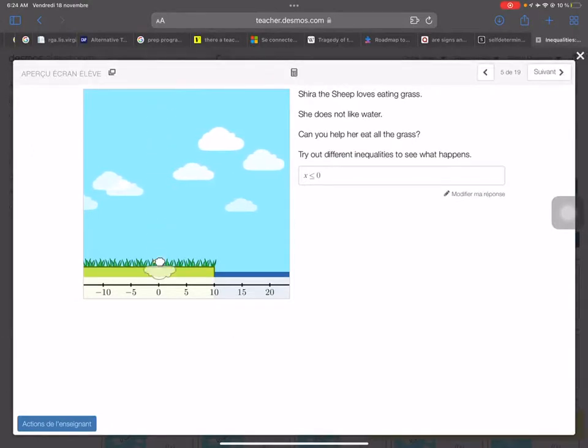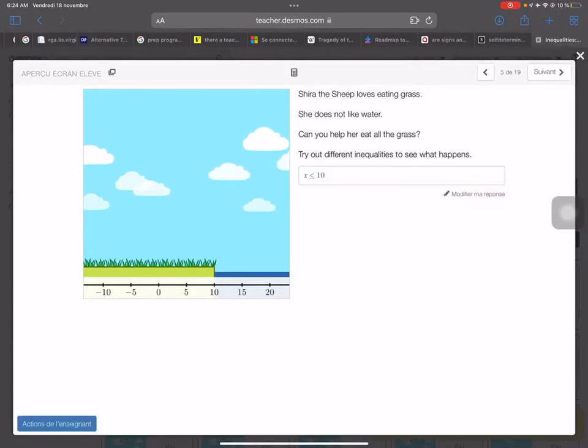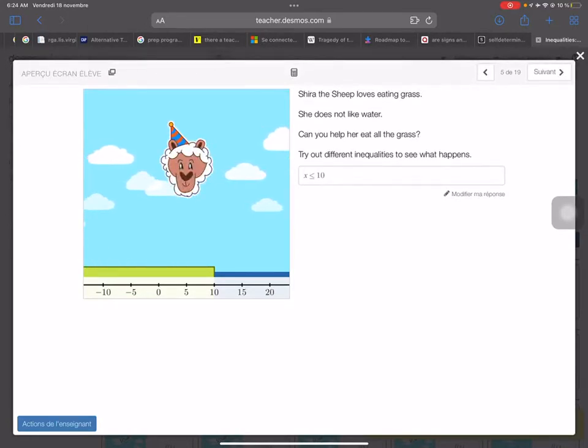Okay, so she's turned left. She's eating on the left-hand side, all that grass, but she's still unhappy because look at all that grass between 0 and 10 that she has not eaten yet. So we're going to help her eat the grass starting at 10. So I'm going to make her start at 10. So less than or equal to 10. She drops down right on the 10 and she eats all that grass. Look at her go. And look, she gives a little flip and she gives us a smile because she's happy.